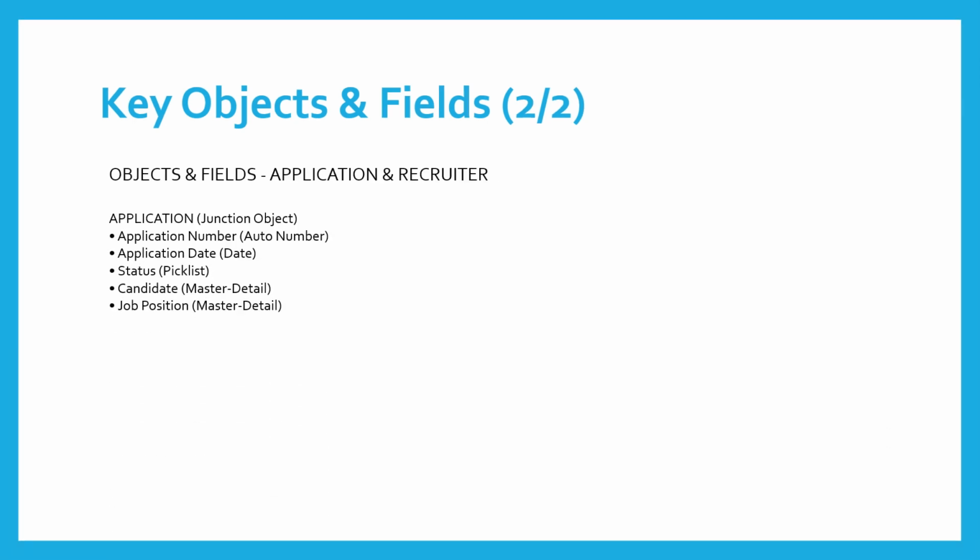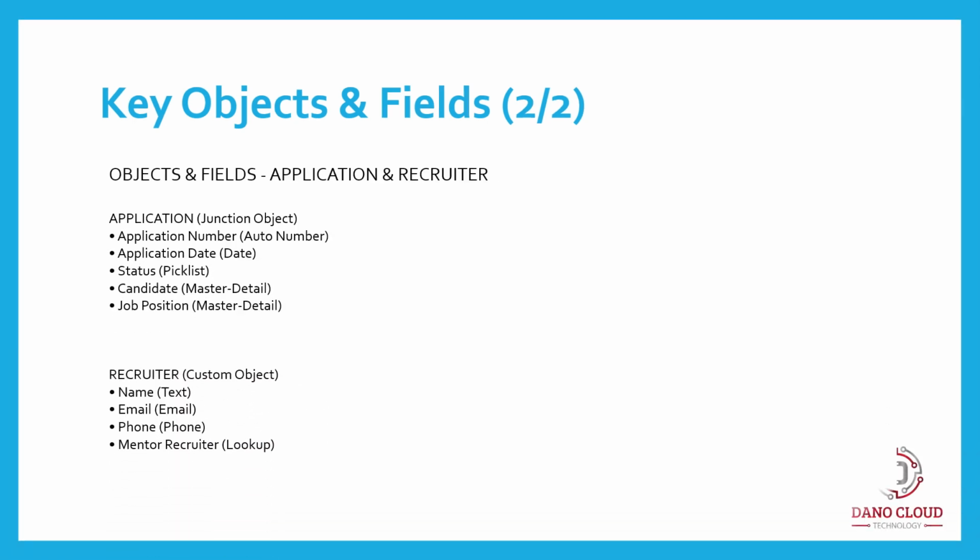Next, we have application and recruiter. The application object acts as a junction object. It includes fields like application number, dates, status, candidate, master detail, and job position, also a master detail. The recruiter object includes name, email, phone, and mentor recruiter. It's a lookup. This helps us manage both job applications and the mentor.